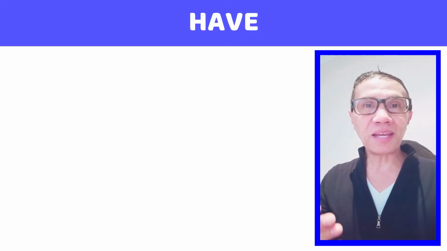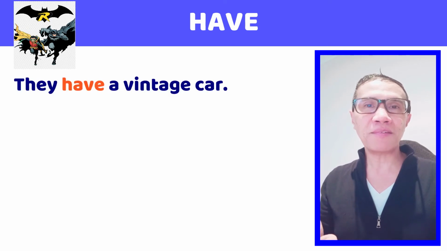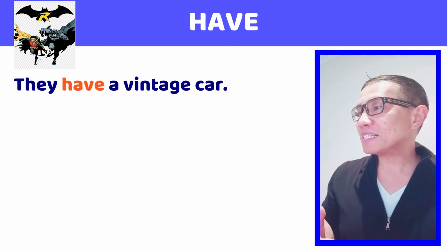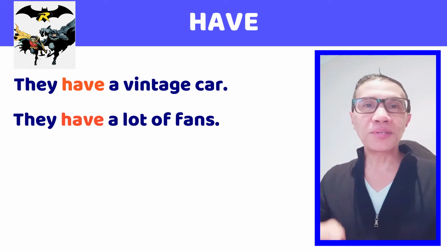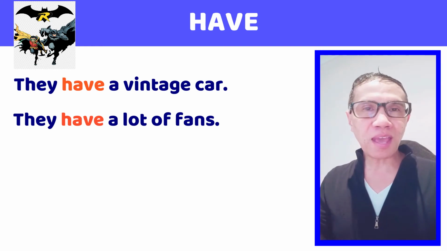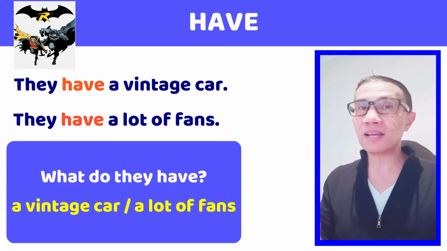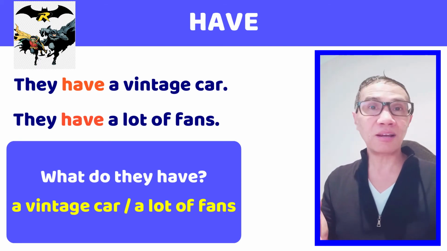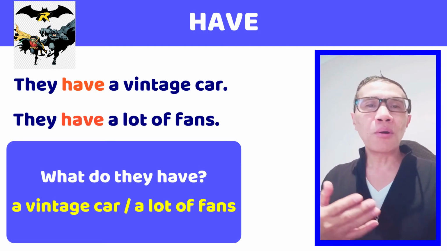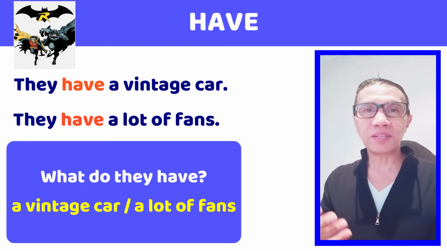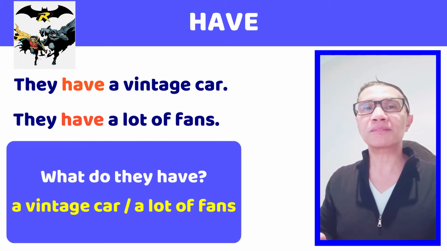Let's take a look at examples for the use of have. They have a vintage car and they have a lot of fans. The question is, what do they have? The answer is a vintage car and a lot of fans. You can also ask the question, what do they own? They own a vintage car.